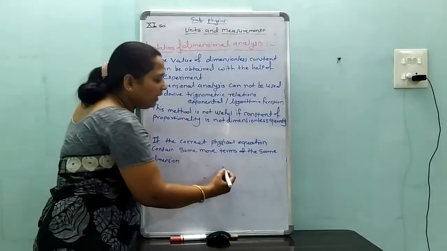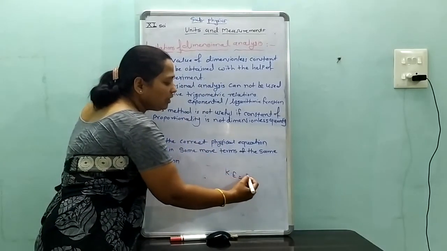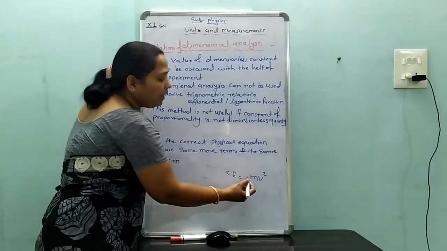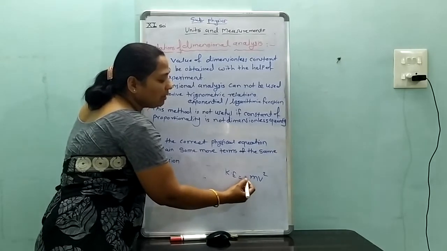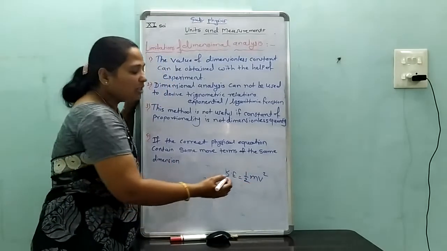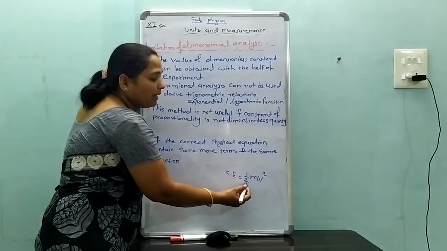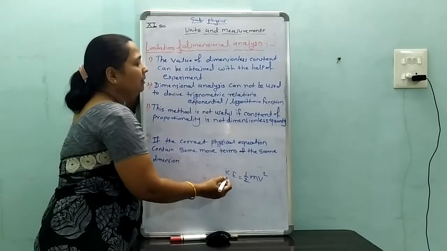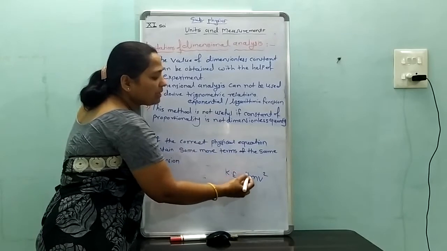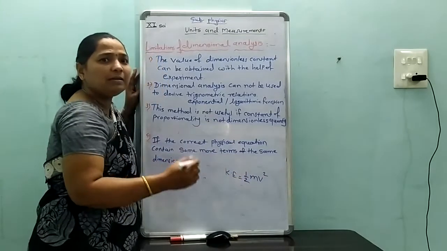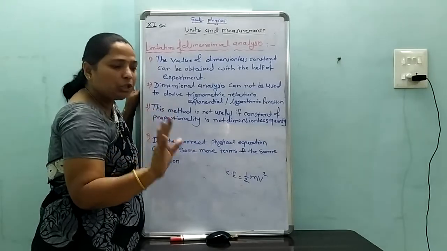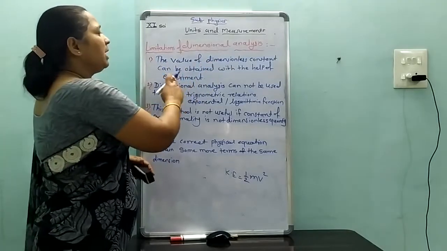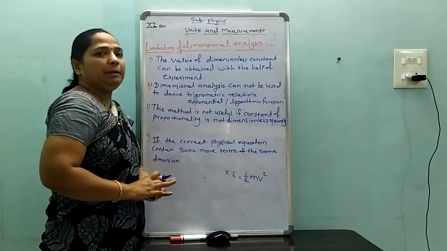For example, kinetic energy is equal to half mv square, a relation between mass and velocity, but the proportionality constant k is equal to half. That constant can be calculated by using experiment. Such constants are dimensionless. Half is a number, and numbers have no dimensions. Therefore, the value of a dimensionless constant can be obtained with the help of experiment.